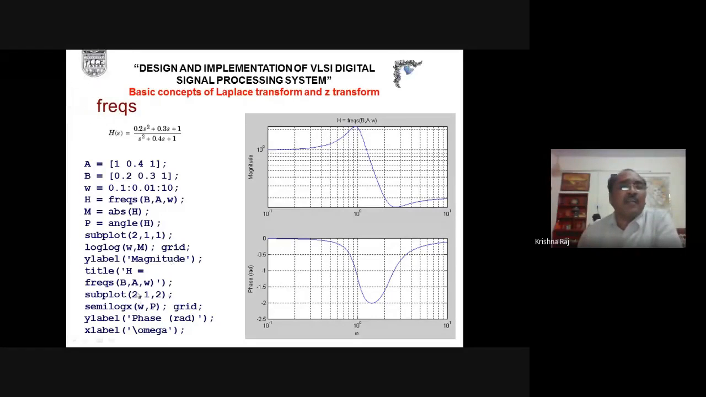And for the second one, subplot(2,1,2), this will represent the phase. On the x label we will write omega, and on the y label we will write the phase.